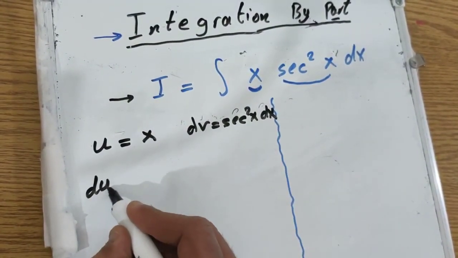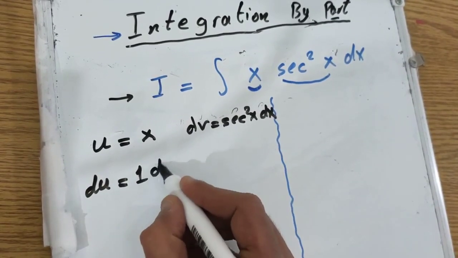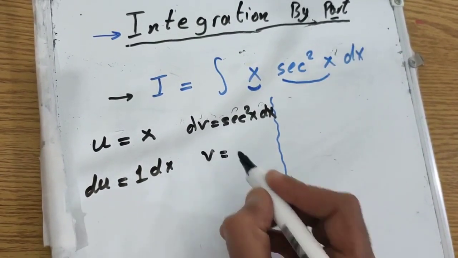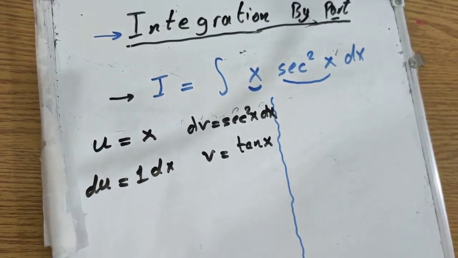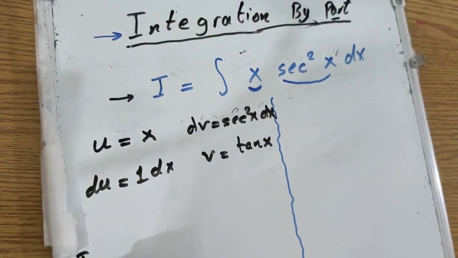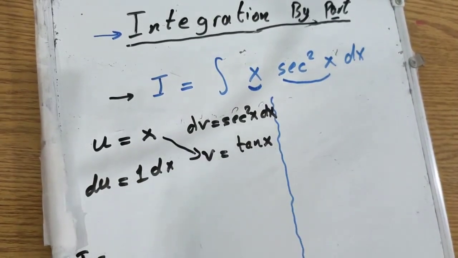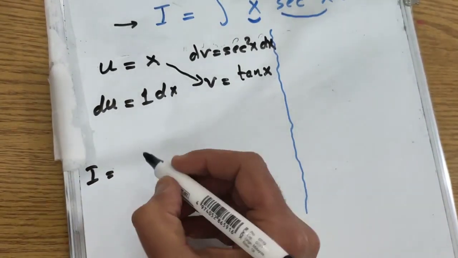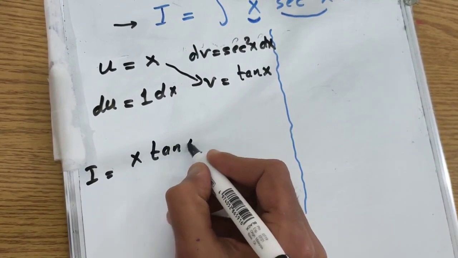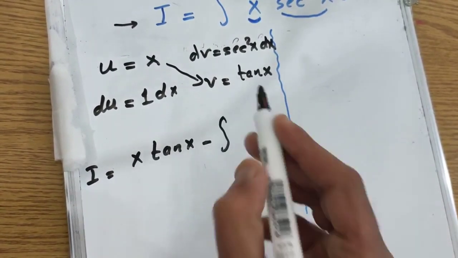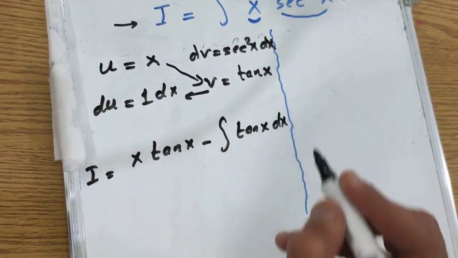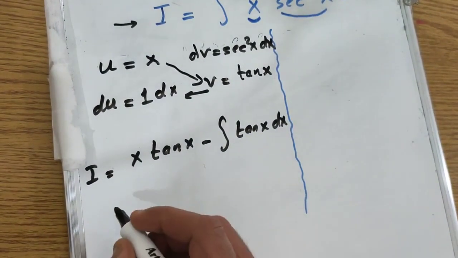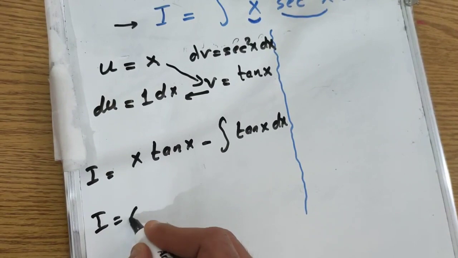Now we have the differential du, which will be 1 dx, and the integration of dv, integration of sec squared, is tan x. Now our integration using by parts will be x tan x minus integration v du, which is the integration of tan x dx.